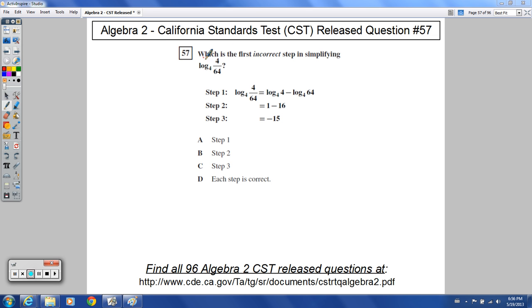It says, which is the first incorrect step in simplifying log base 4 of 4 over 64? And so here's the first step, here's the second, here's the third. Maybe each step is correct, or maybe it's one of these three steps. Let's go back to number 53 briefly and talk about those laws of logarithms I had written down there.